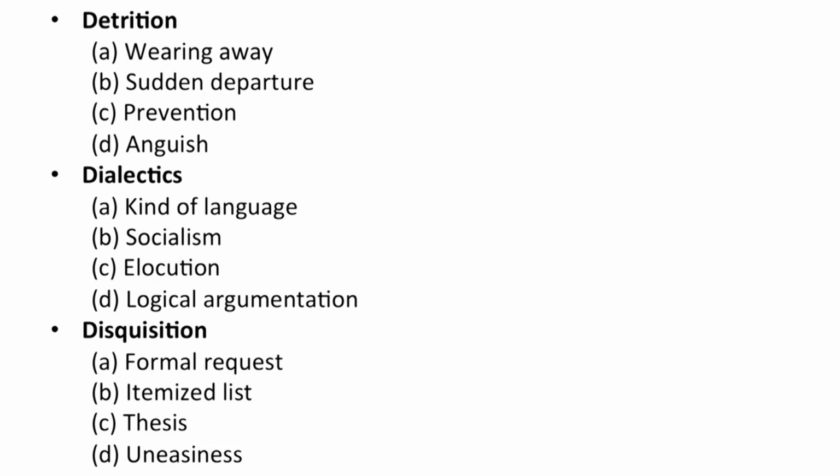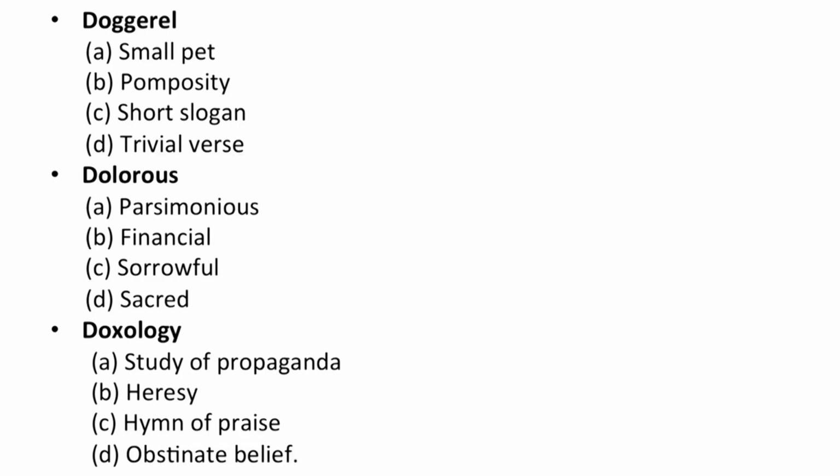Dialectics: kind of language, socialism, elocution, logical argumentation. Next word is disquisition: formal request, itemized list, thesis, uneasiness. Next list, doggerel. Choices are small pet, pomposity, short slogan, trivial verse. Next, dolorous: parsimonious, financial, sorrowful, sacred. Doxology: study of propaganda, heresy, hymn of praise, obstinate belief.